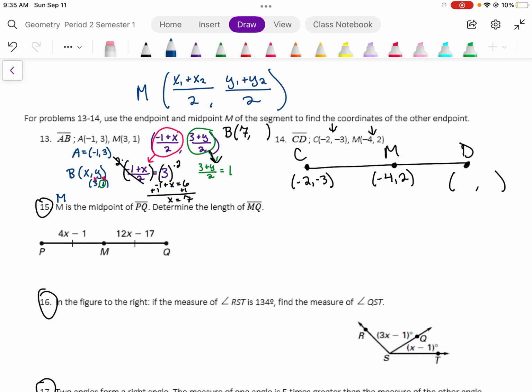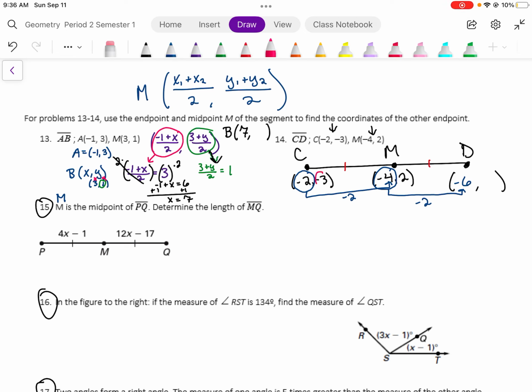So if we start and we look at our x's, from C to the midpoint, we went from -2 to -4. So we subtracted 2 to get to the midpoint. Because these distances between C and M and D are the same, we would have to subtract the same number from the midpoint to get to point D. So -4 minus 2 will bring us to -6.